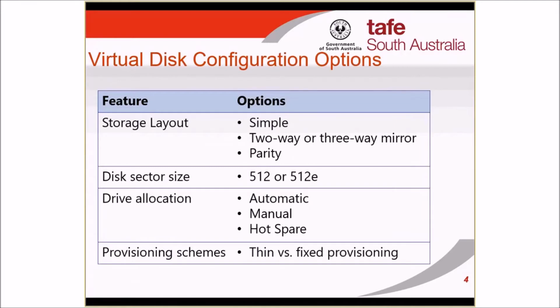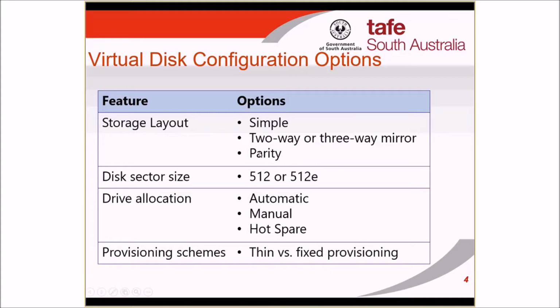Virtual disk configuration options. When we create a virtual disk, we can have a couple of different layouts. We can have a simple layout, a two-way or three-way mirror, which we should already know, and we could also have a parity layout. In your assignment, you'll be asked to set up mirroring for the operating system hard drive of your domain controller. But on your storage server or file server, you'll be asked to create a parity layout. We're not talking about RAID 5 in that situation in the assignment; we're talking about this parity layout.